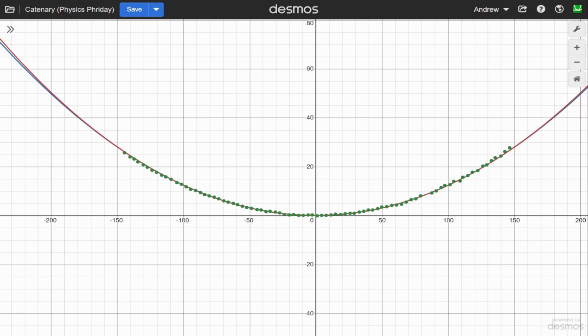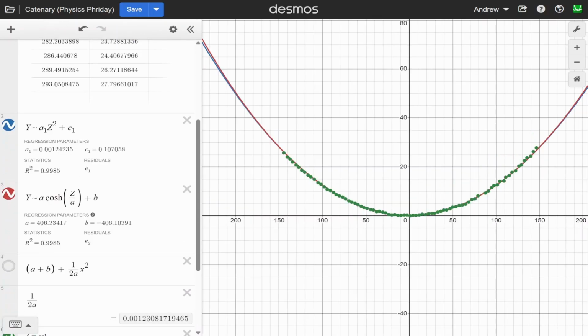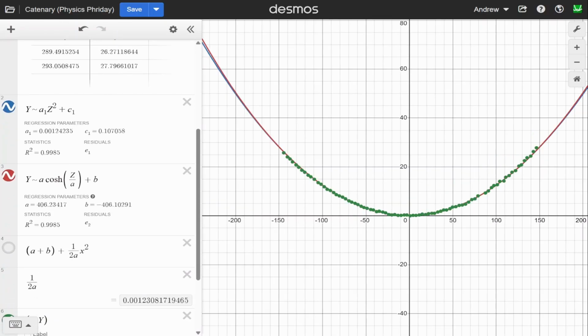So just looking at the models fitted to the data, it's hard to see a difference between the two. And if we actually look at them, we see that there's hardly a difference in their r-squared values. So at the end of the day, it doesn't really matter, at least for this chain, because it is a bit shallow, whether you choose to model it with a hyperbolic cosine or a parabola. The effect at the end of the day is really the same, and it's nearly impossible to distinguish the two.